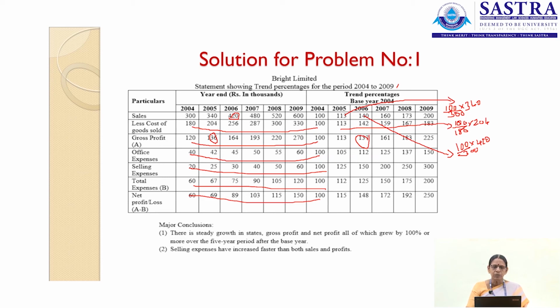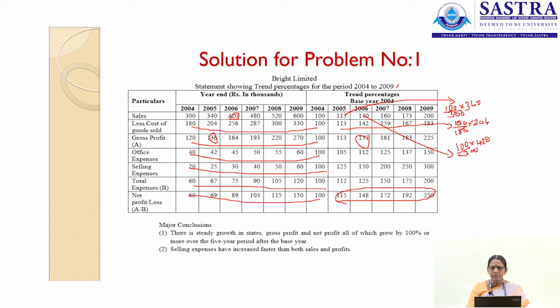See, what are the major conclusions they have got? There is a steady growth in sales, that is your gross profit and net profit, all of which grew by 100% or more over the 5-year period after the base year. Say sales, we have 113, 140, 160, 173, 200. We have a steady growth of it. Then we have gross profit 130, 137, 161, 183, 125. So, we have a steady growth. Again when we come to profit, we have 115, 148, 172, 192 and 250. We have a steady growth.